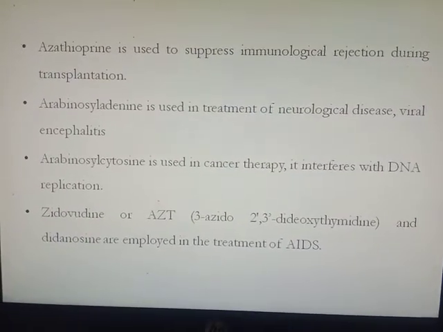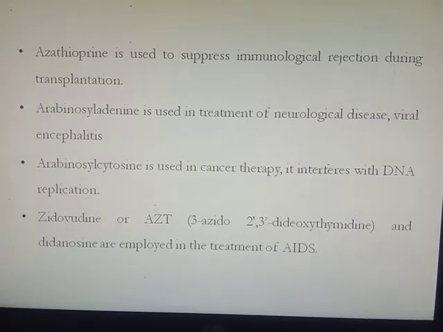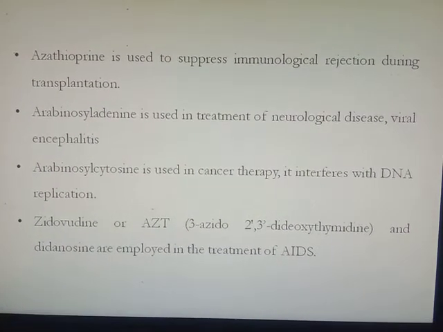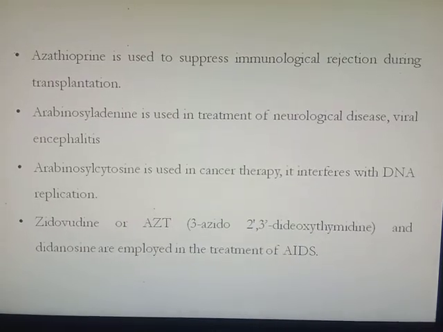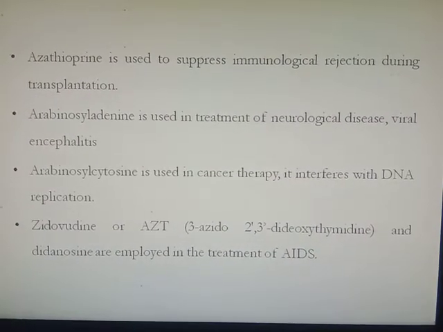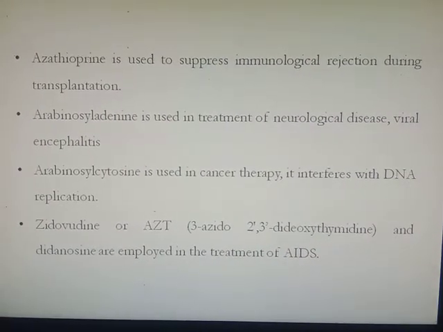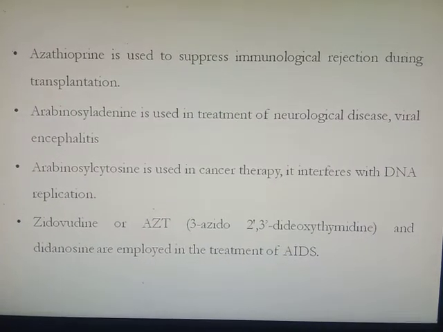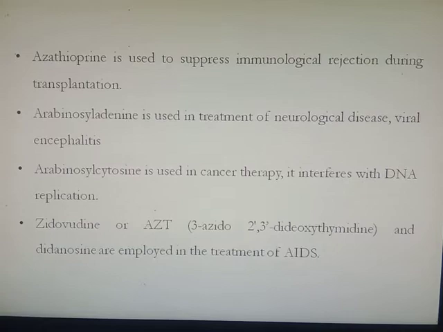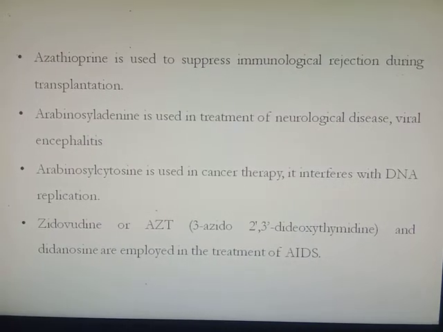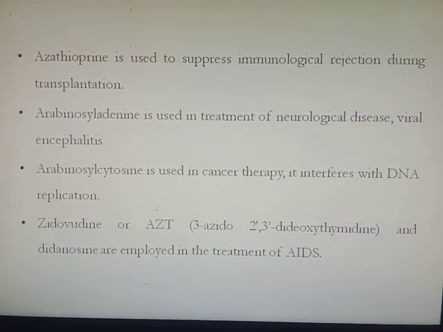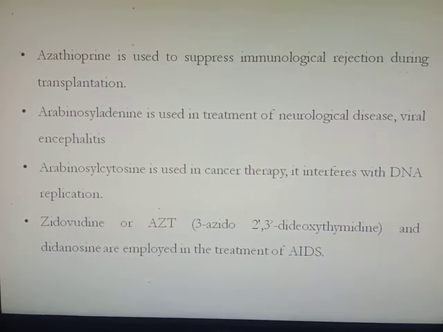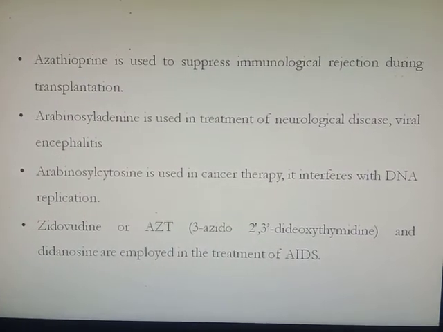Then azathioprine is used to suppress immunological rejection during organ transplantation. Then arabinosyl adenine is used in the treatment of neurological disease and viral encephalitis. Then arabinosyl cytosine is used in cancer therapy as it interferes with DNA replication. Then zidovudine and dideoxyinosine are employed in the treatment of AIDS.